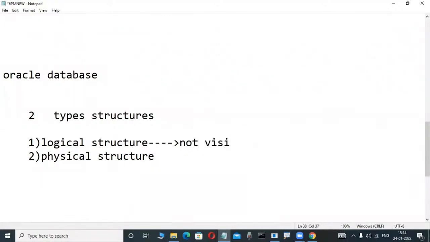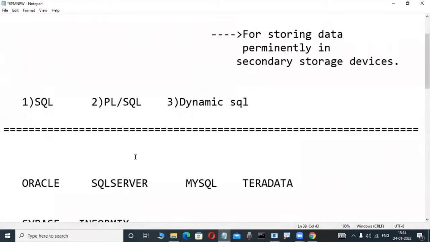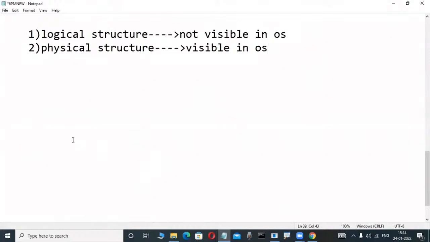A structure not visible in the operating system is called a logical structure. A physical structure means whenever we install software like Oracle, SQL Server, DB2, three physical files are created automatically. I told you in previous classes that a structure which is visible in the operating system is also called a physical structure. Don't worry. Now observe it here.